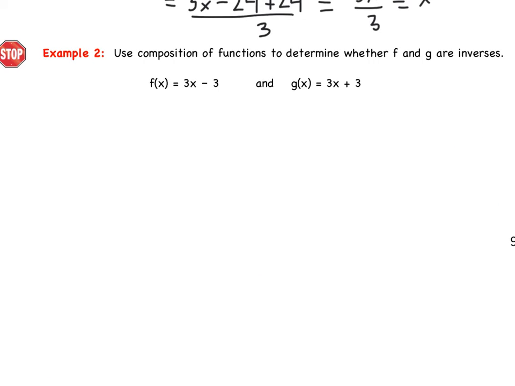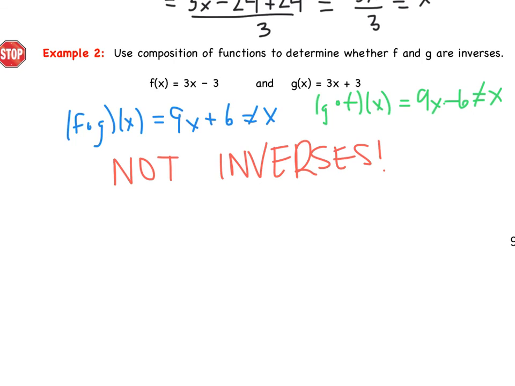Pause here to try example 2 by yourself. You'll be using composition of functions to determine whether f and g are inverses. Hopefully you found that these are not inverses. If you first solved for f of g of x, you got 9x plus 6, and since that doesn't equal x, it cannot be an inverse. Then if you solved for g of f of x, you would have seen that you got 9x minus 6, once again not equal to x and not an inverse.